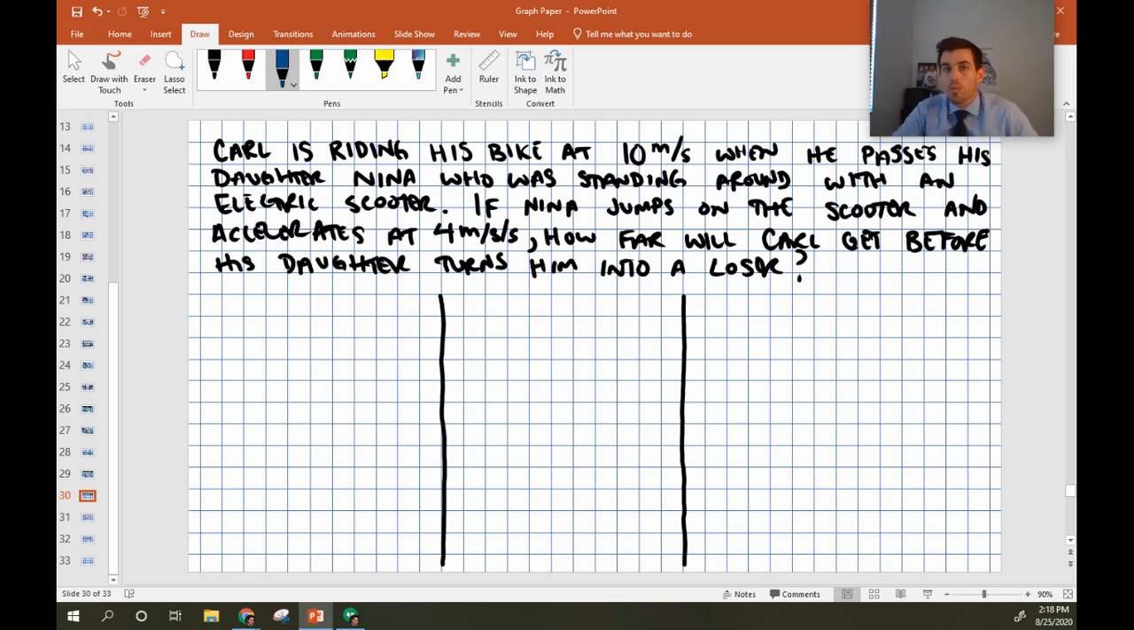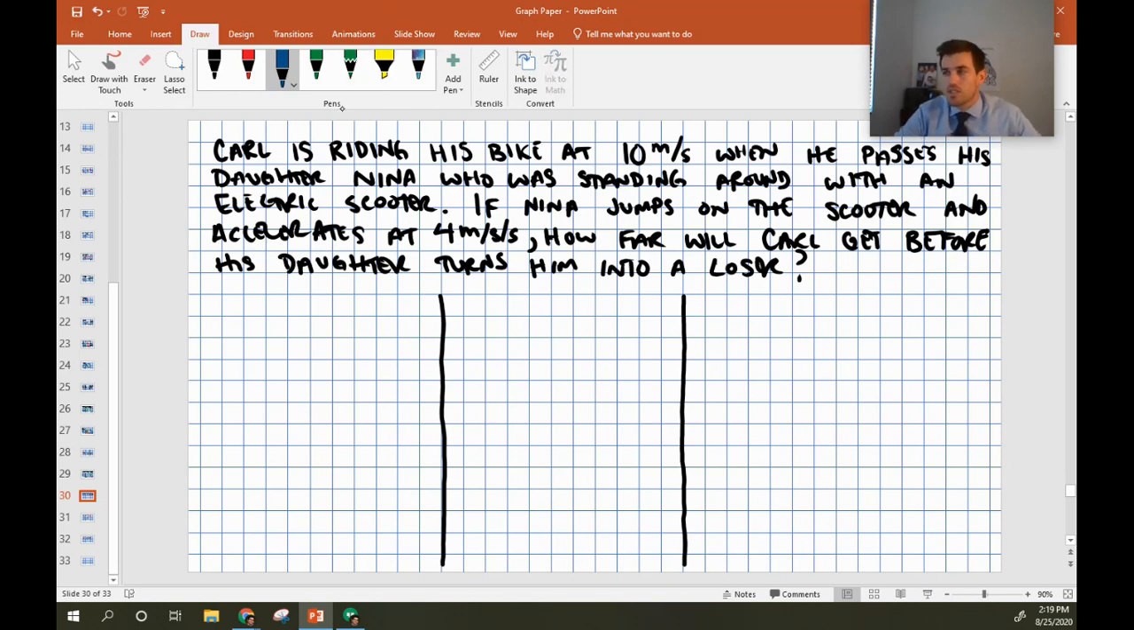Okay, so we have one more motion problem that we want to look at, and this is probably the most complex that they're going to get. I'm going to do it with the motion equations, and then I'm also going to do it with a motion graph. And you'll see that actually, in the case of this problem, the motion graph can be an easier way to solve this than with the equations.